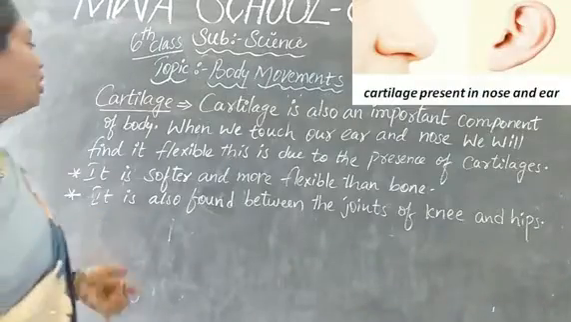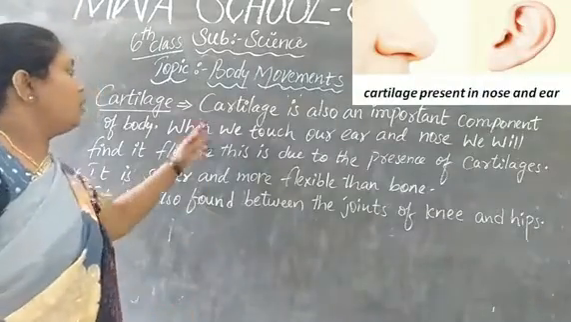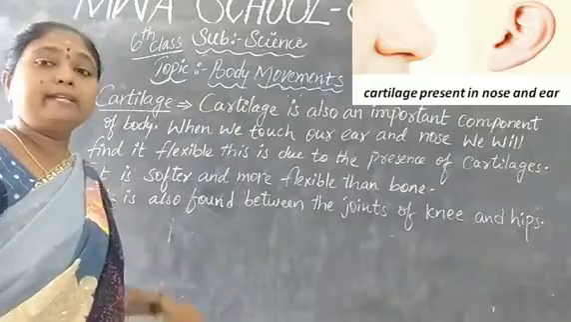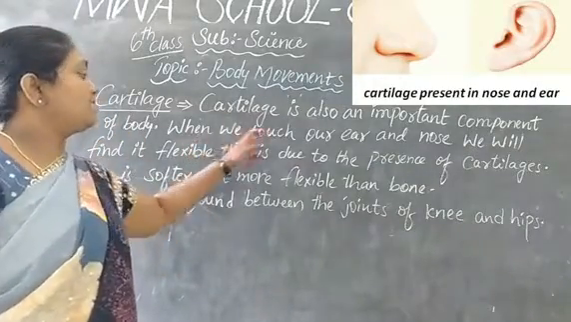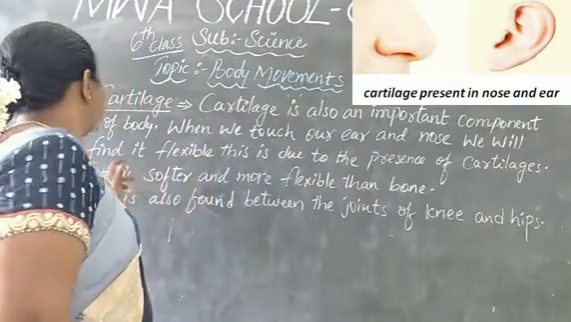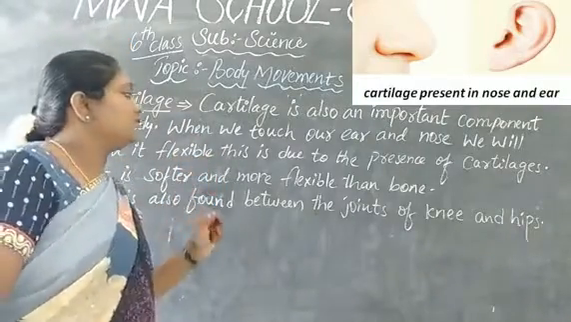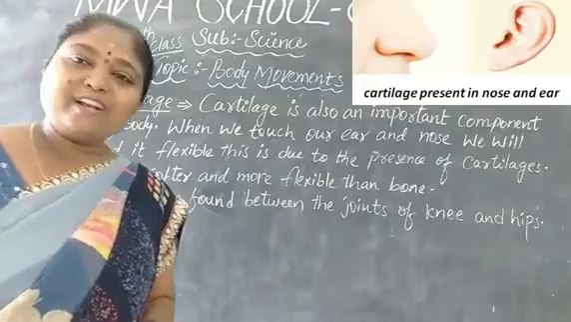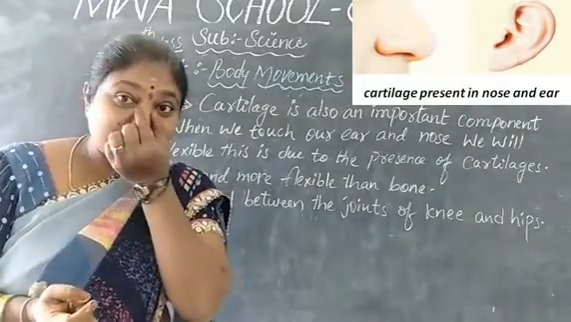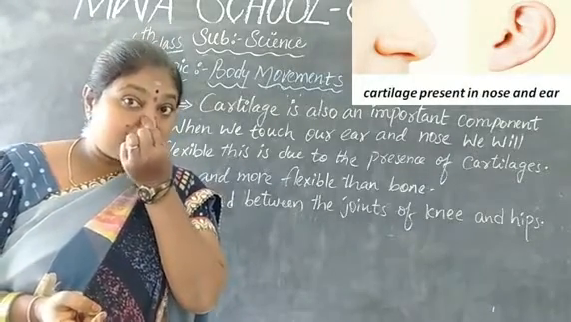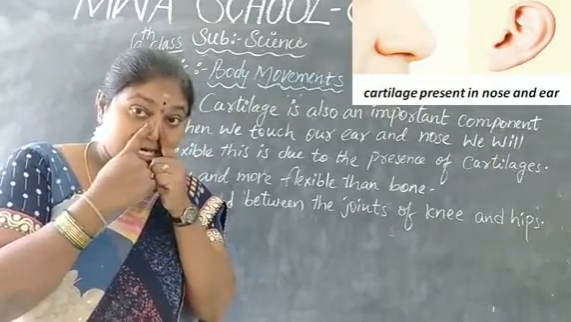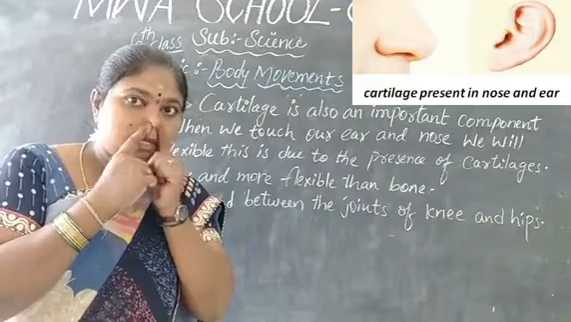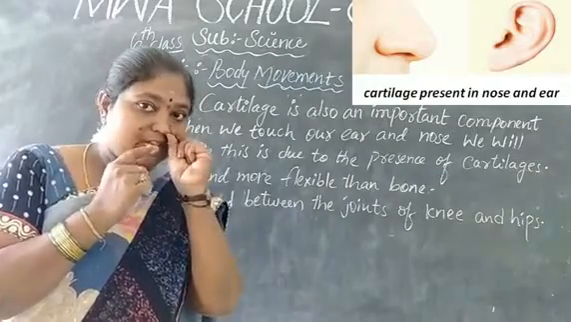Next, let me go for cartilage. Cartilage is also an important component of our body. When we touch our ear and nose, we will find it flexible. This is due to the presence of cartilage. Children, this part of the bones, we call it cartilage. See here, can you twist it? It is very smooth also.